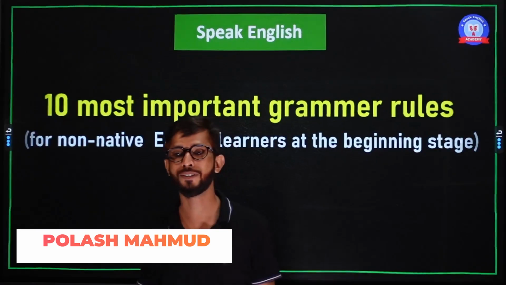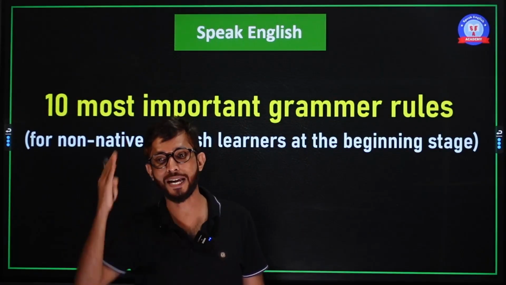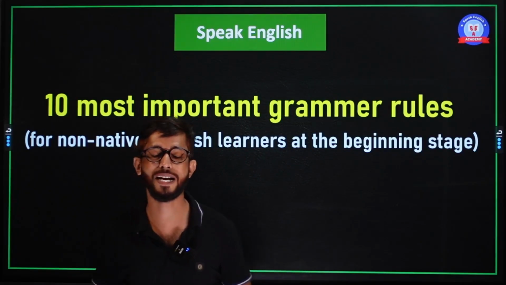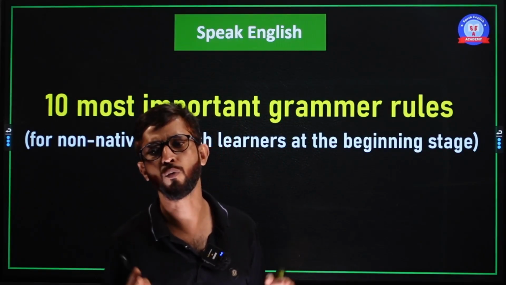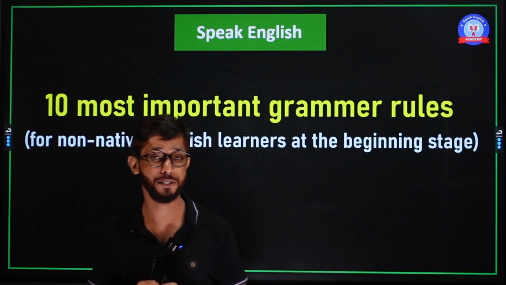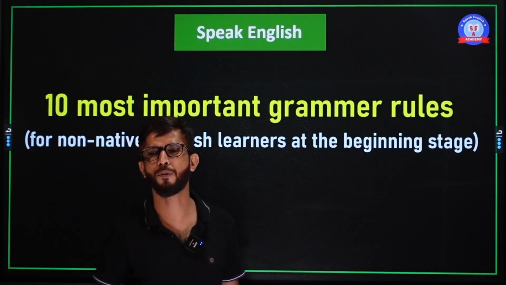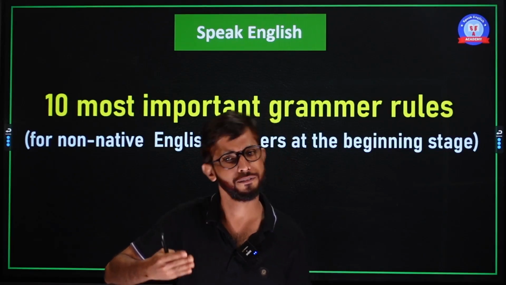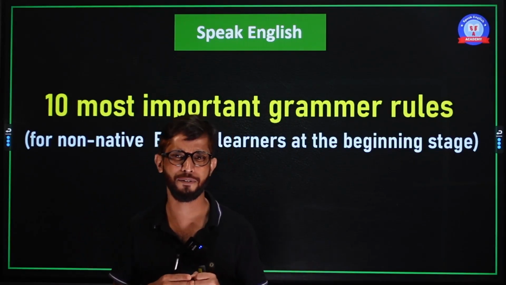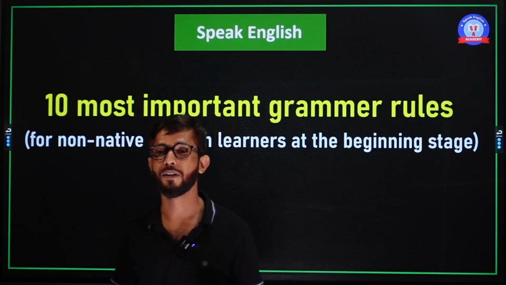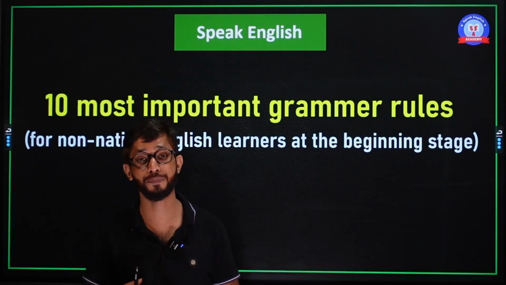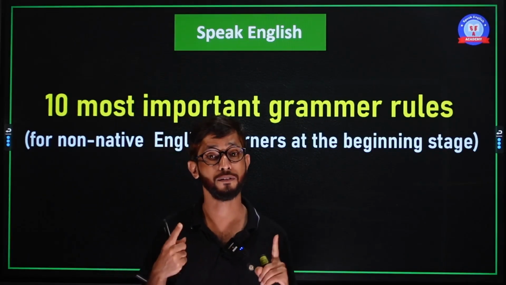So what's the solution? Yeah, there are 10 most important grammar rules for non-native English learners at their beginning stage. So what are the most important grammar rules for beginners, right? We have to keep in mind that we can speak, right? There is no obligation of grammar in terms of reading or speaking. But if we want to write something correctly, we must learn grammar, right?